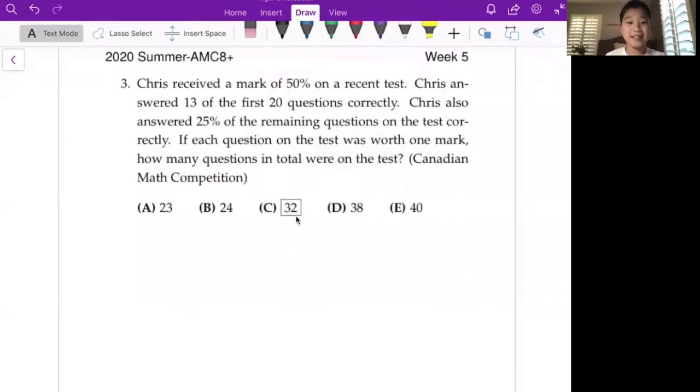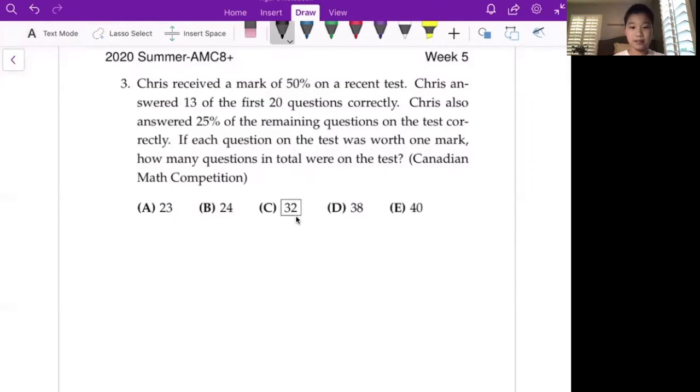Problem number 3. Chris received a mark of 50%, oh no, on a recent test. Chris answered 13 of the first 20 questions correctly. Chris also answered 25% of the remaining questions on the test correctly. If each question on the test was worth 1 mark, how many questions total were on the test? And this is from Canadian Math Competition.